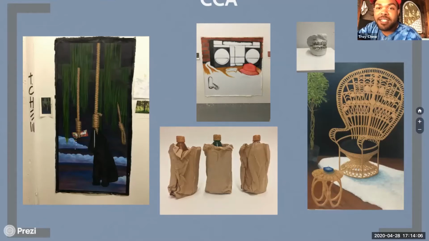the one on the left is part of a triptych that I did, and it was all the items that people died with, or Black people died with, from police brutality, and hanging from nooses, hanging from willow trees.